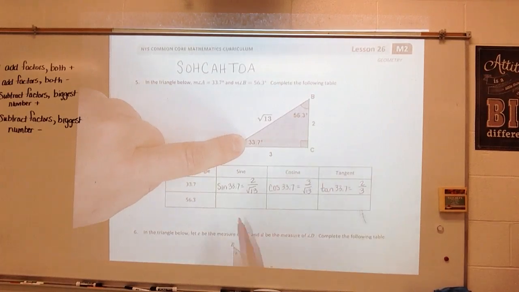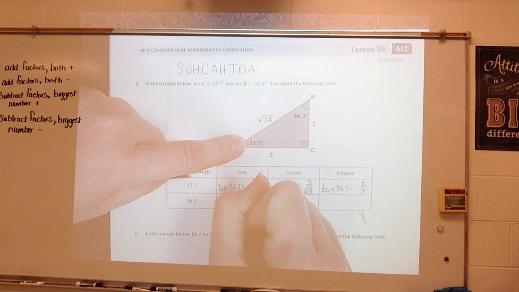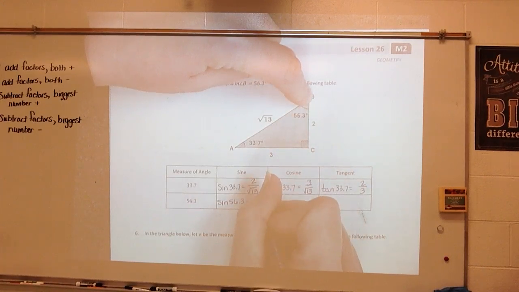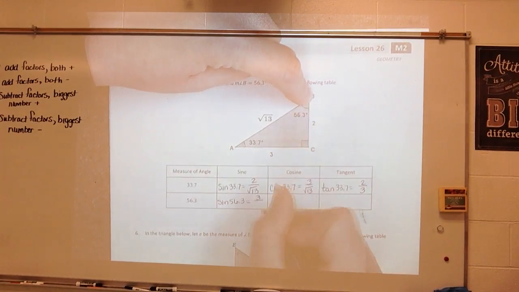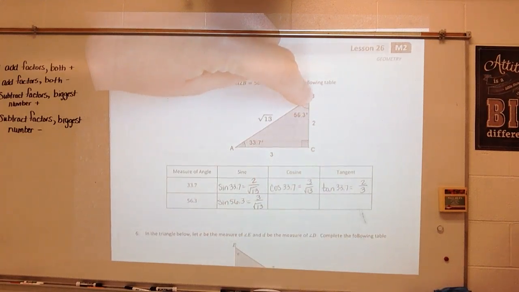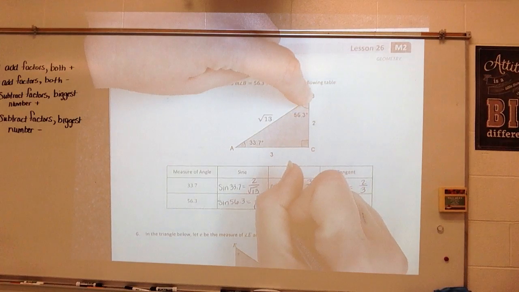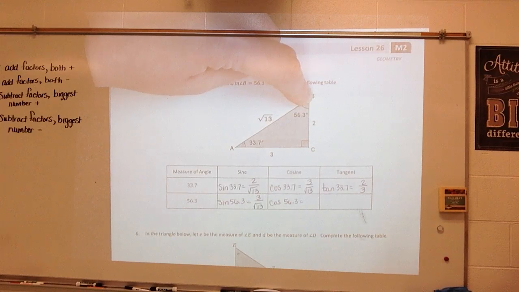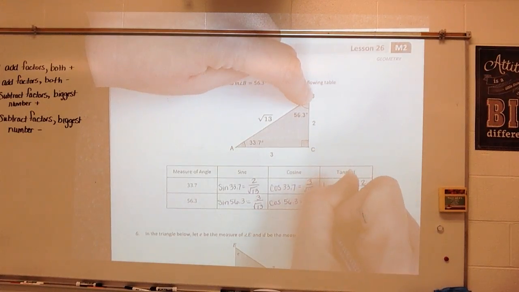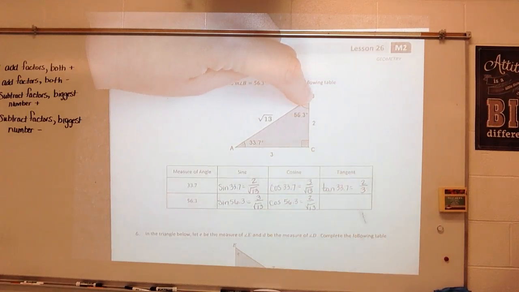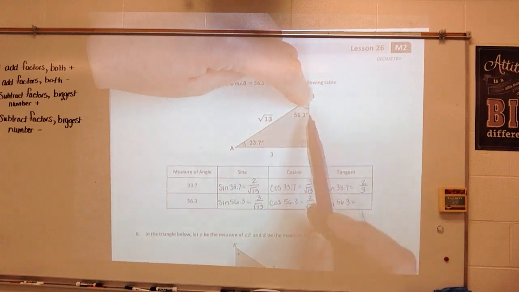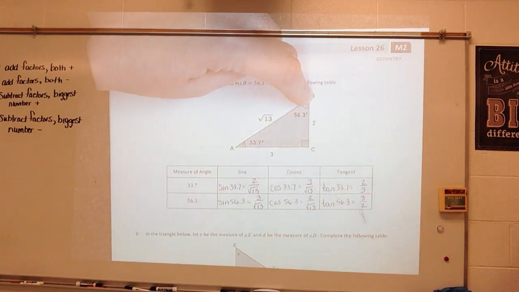All right? Let's look at sine of our new angle, 56.3. Sine is the opposite, so 3 over hypotenuse, square root of 13. All right? Cosine of 56.3. Cosine is the adjacent, which is 2, over the hypotenuse, which is the square root of 13. And then tangent of 56.3. Tangent is the opposite, which is 3, over adjacent, which is 2.